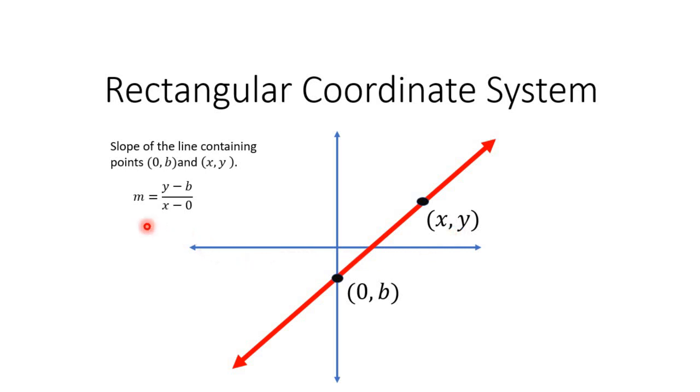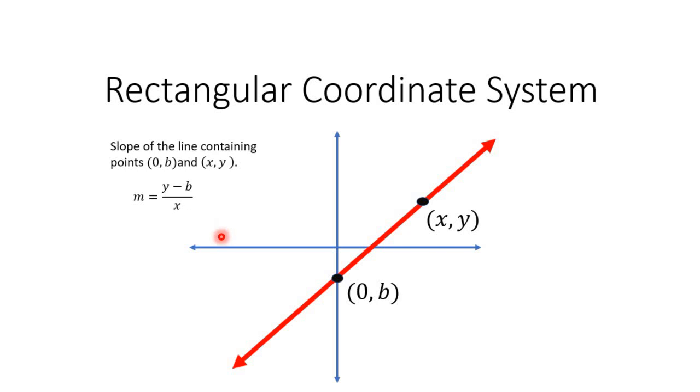So m equals y minus b, which is y2 minus y1. Remember, the numerator is rise, which is just y2, the second y value, minus y1, the first y value. And then we're going to divide that by x2 minus x1, which in this case is x minus 0. So this is just the formula for the slope, y2 minus y1 over x2 minus x1. But x minus 0 is just x.